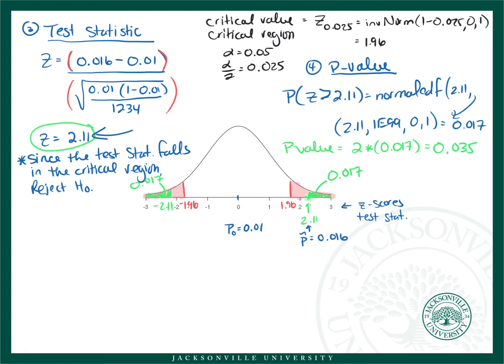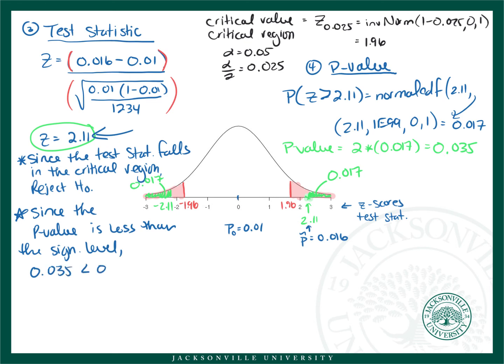So here, if you're using the p-value method to make a conclusion about the null hypothesis, I'll write it on the left here, you would say, since the p-value is less than the significance level, okay, so we can see here that 0.035 is less than 0.05, right? Then we would also come to the same conclusion. We'll also reject the null hypothesis, okay?